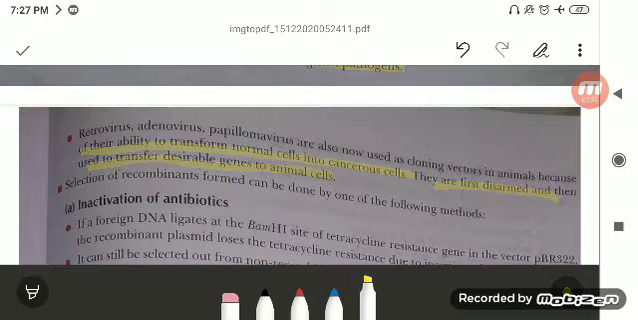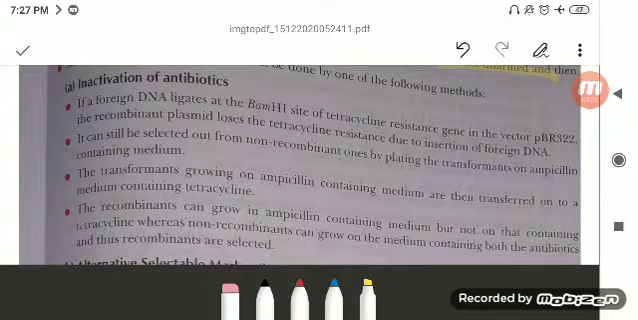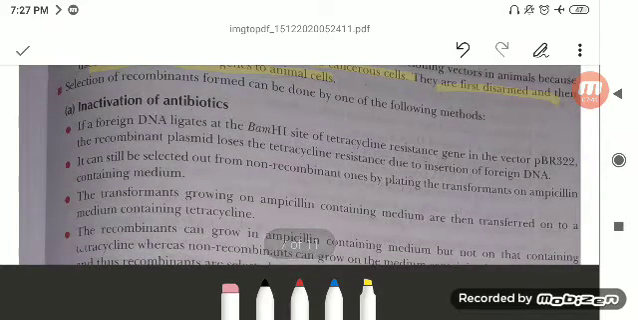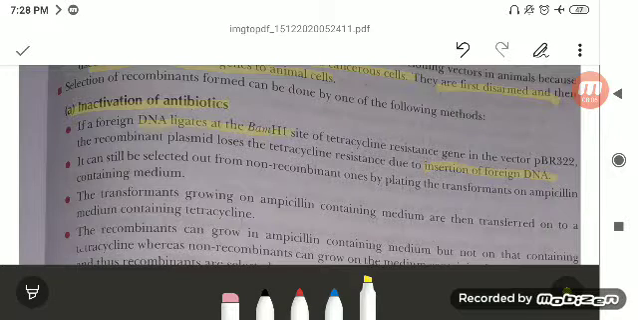The selection of recombinants can be done by the following methods. So how are the selectable markers used to select whether the host is recombinant or non-recombinant? We have two methods. The first method is inactivation of antibiotic resistance. If the foreign DNA ligates at the BamHI site of tetracycline resistance in vector pBR322, the recombinant plasmid loses tetracycline resistance due to the insertion of the foreign gene at BamHI.